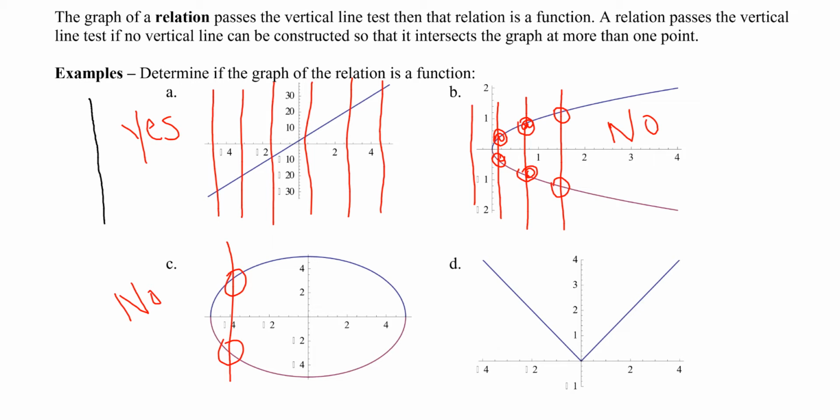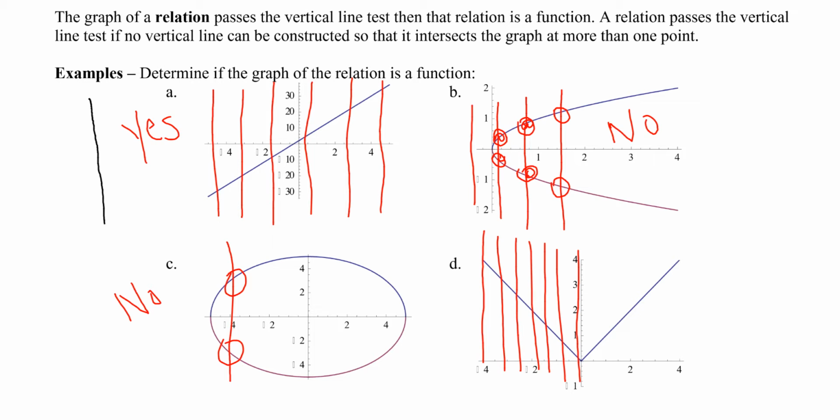And this one's a little bit harder, but if you look, if I just sketch in some vertical lines, as I'm drawing it, it never touches a vertical line more than once at a time. So yes, this is a function.